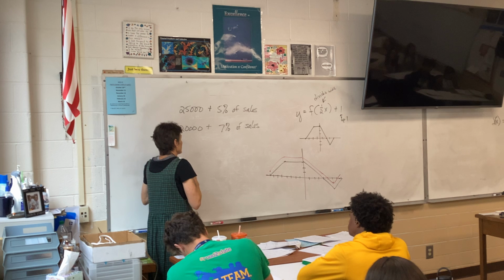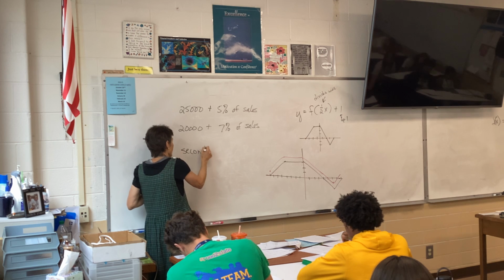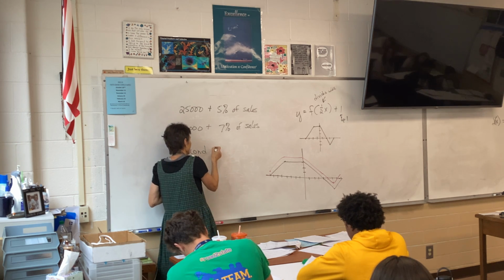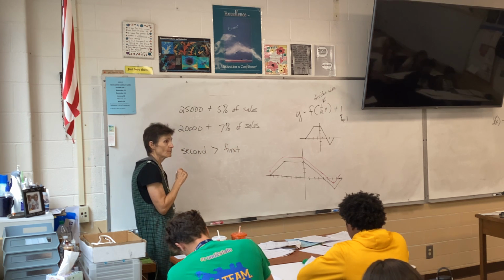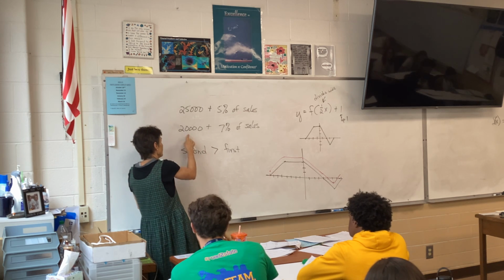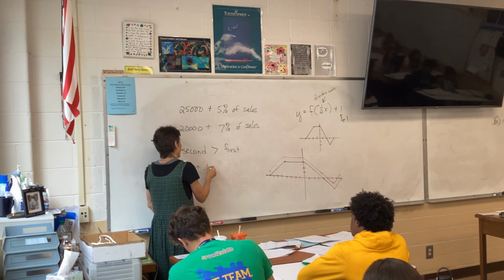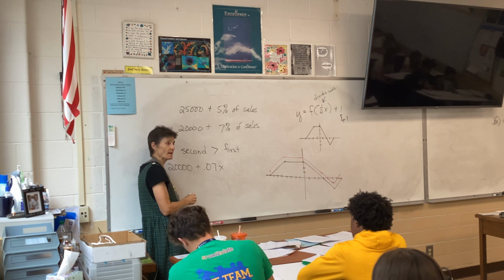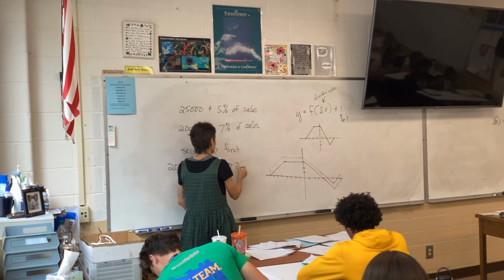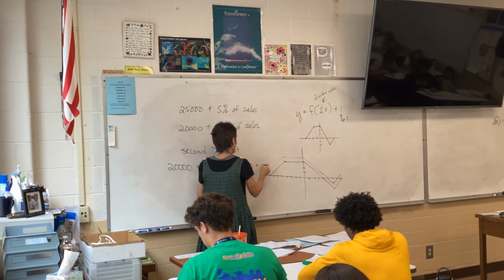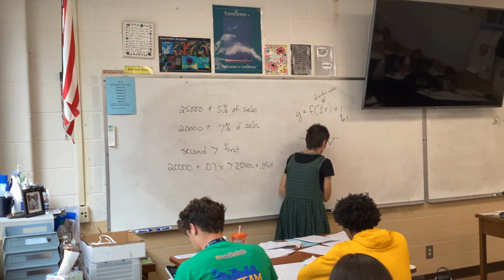So basically, we want to know when is, I'll call this the second job, giving me more money than the first job. Is that basically what we're doing? How much money does she make with the second job? Well, she makes 20,000 plus 0.07x, if x is the amount of sales. And we want that to be bigger than 25,000 plus 0.05x. Sabrina, does this make sense to you? Yeah, that's what I had.